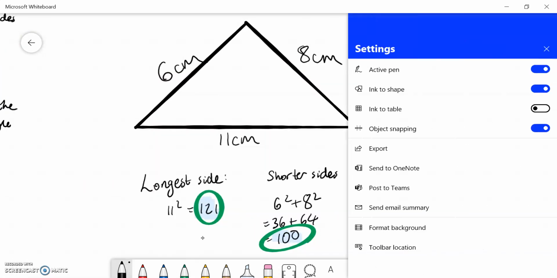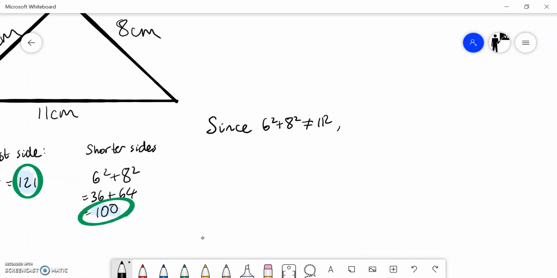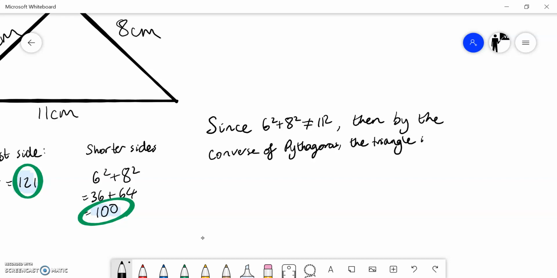So we need to say, I'll just turn this off. We'll say, since 6 squared plus 8 squared does not equal 11 squared, then by the converse of Pythagoras, the triangle is not right angled.